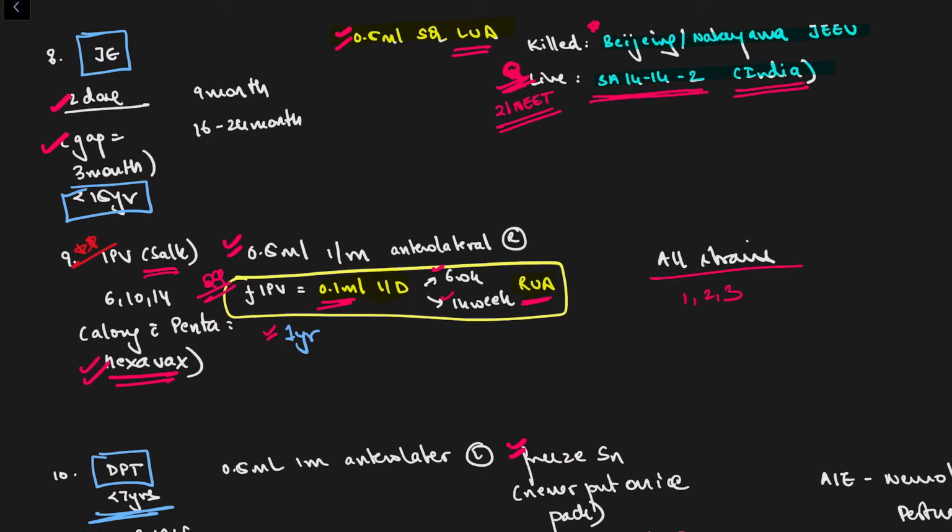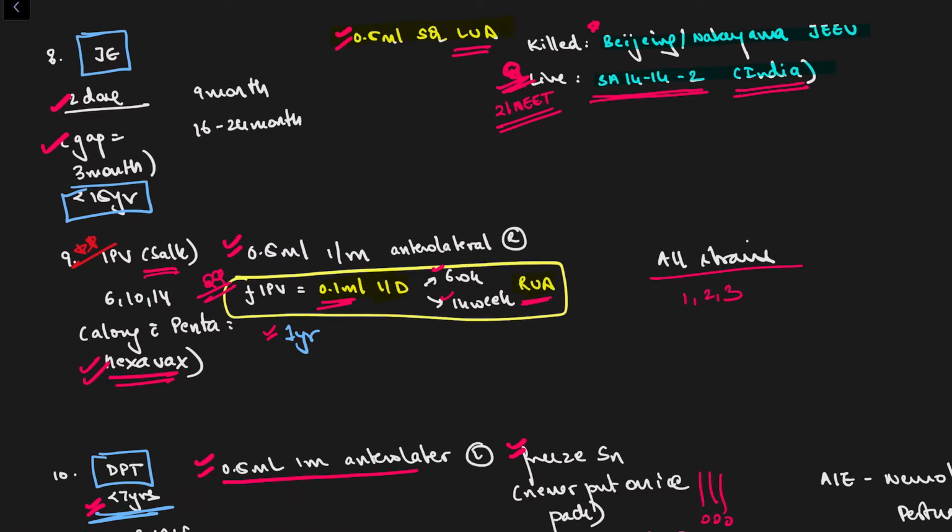Then DPT, it can be given up to 7 years of age and the dose is again 0.5 ml in the anterolateral left thigh. It is a freeze-sensitive vaccine, and remember, it should never be kept on the ice pack. So how do we check it? By doing the shake test. If there is precipitate, then the vaccine should be discarded. While if it is amorphous, then it can be used.